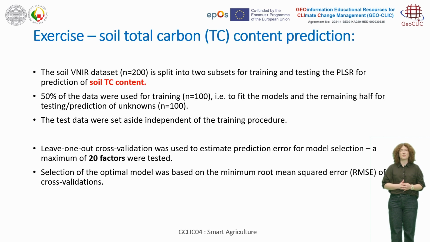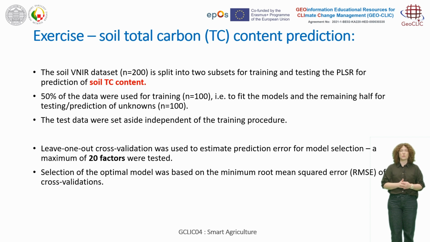This exercise or demonstration will be soil total carbon content prediction. We have a data set of 200 samples. It is split in two subsets, one for training and one for testing the PLSR model for this prediction. 50% of the data were used for training and the remaining half for testing or prediction of unknowns, so 100 and 100. The test data were set aside independent of the training procedure.